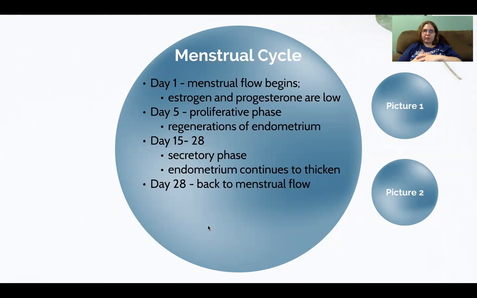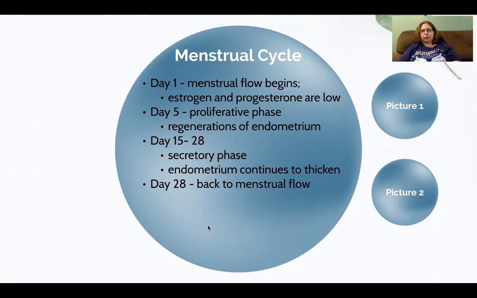So day one, the menstrual flow begins, and this is the beginning of what's commonly called the period in women. So day one of the menstrual cycle is when you start getting rid of the previous uterine lining. And this occurs because the estrogen and progesterone levels are low. So that'll take anywhere from 5 to 7 days to get everything out. Around day 5, though, is when we begin what's called the proliferative phase.